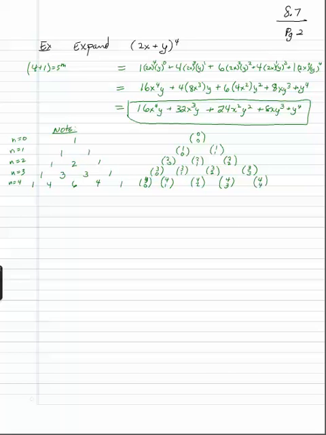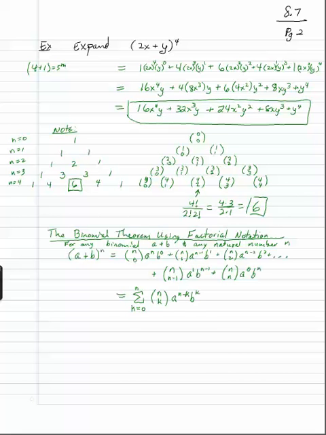So just to show you, 4 choose 2 is 4 factorial over 2 factorial times 2 factorial, which is 4 times 3 over 2 times 1, which is 6. See? 6. Okay, so we can get the binomial coefficients using the n choose r notation. That's called the binomial coefficient. Okay, so we can rewrite the binomial theorem using this factorial notation.